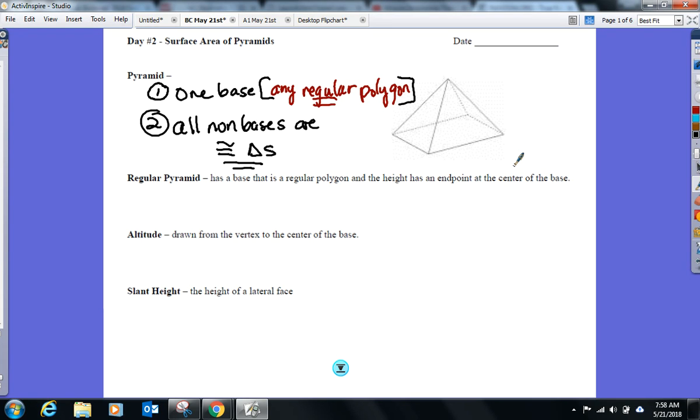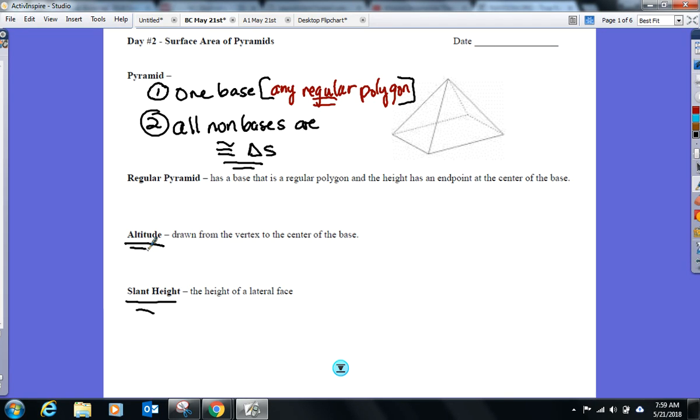So again, for lateral area, you're going to take 1 triangle, find the area using 1/2 base times height, and multiply by how many there are. I don't have a special formula. Here's the thing today that's a little bit different. There are 2 heights in a pyramid.